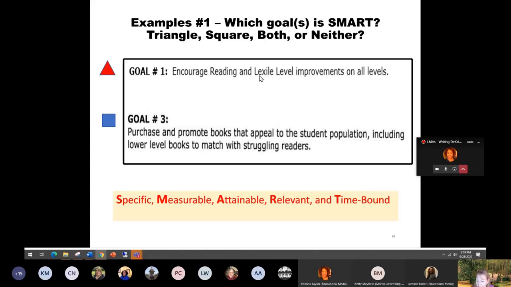And this, ladies and gentlemen, is actually a job duty. So in order for it to be considered a SMART goal, it needs to have all of those other things that are included and be something that you are working on that's not just part of what you would already be doing. For this goal, purchase and promote books that appeal to the student population, including lower level books to match with struggling readers. That probably is already part of the job duty. Is it specific? It mentions this, lower level books. Is it measurable? With just a yes or a no, we purchased or promoted. It is attainable. It is relevant. It is certainly not time bound. So the correct answer for this would be that neither goal is specifically a SMART goal.